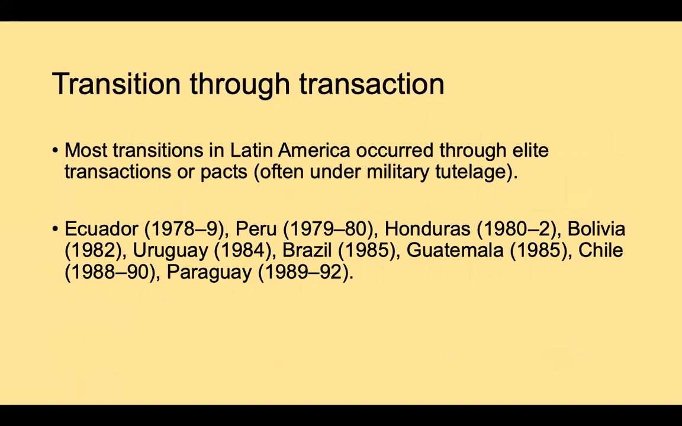Every country you can think of who often ticks off the list, Ecuador, Peru, Honduras, Bolivia, Uruguay, Brazil, Guatemala, Chile, and Paraguay, these are all countries that were under military rule, and all of these countries experienced transitions through transaction. In those transitions, virtually always involved significant concessions from the opposition to the regime elite in the form of those electoral, economic, and institutional guarantees.